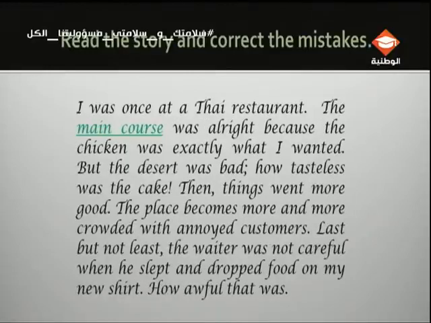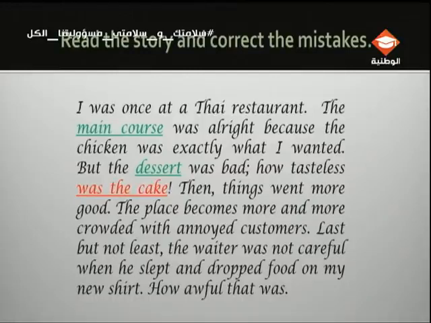Next, I wanted what I wanted, but here it's certain the dessert, but the dessert was bad. We don't mean here dessert, it's a dessert. How tasteless was the cake? Here we have an expression of surprise. We use how plus adjective plus the noun and then the verb to be. So, how tasteless the cake was.